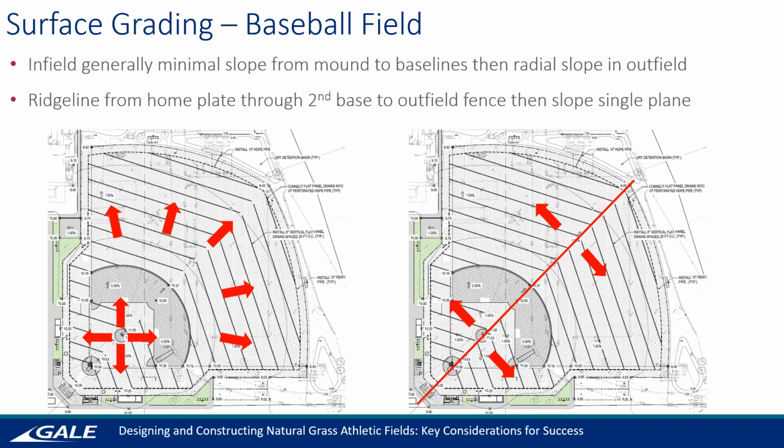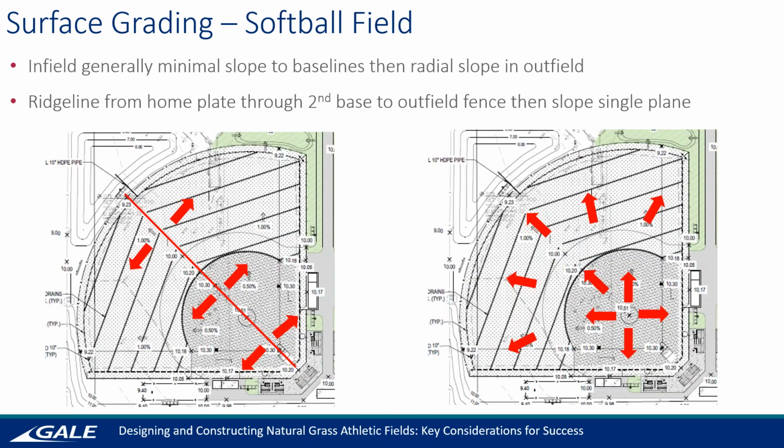And then when you transition from that to the outfield and natural grass there, the one on the left is showing a radial pattern, and the one on the right is showing a side-to-side pattern. But you would keep that at 0.5% to 1.5%, depending on the conditions that you have.